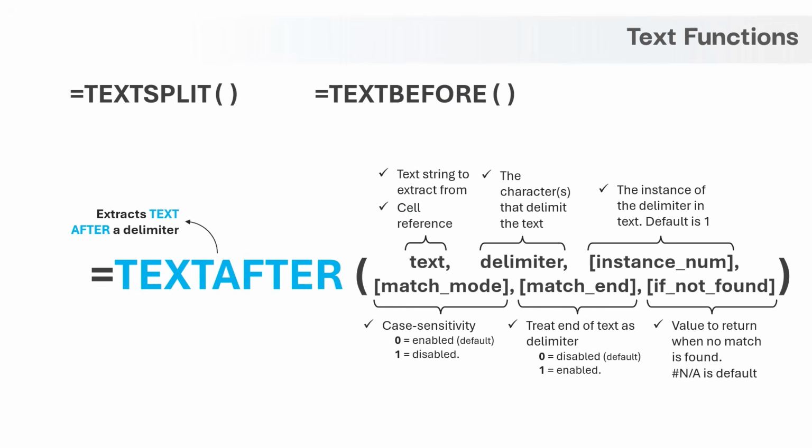The last function is TEXTAFTER, and its arguments are exactly the same as TEXTBEFORE, but this function returns the text that occurs after a given substring or delimiter. Finally, we are done with all the basics. Let's jump back to Excel and see some examples.